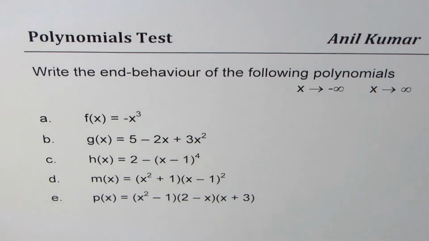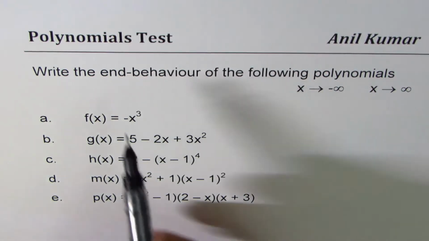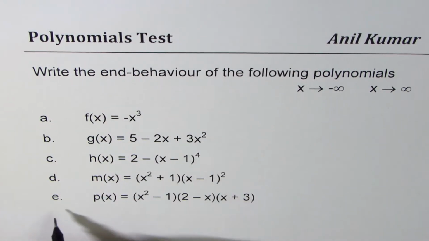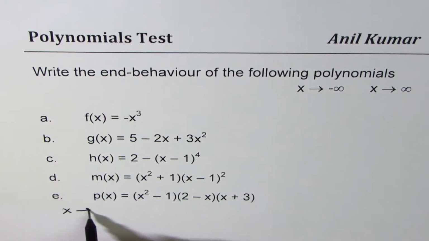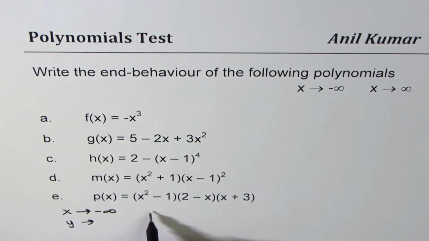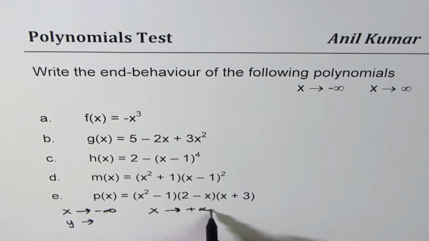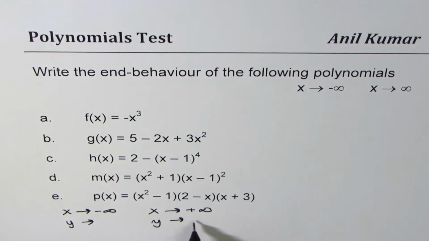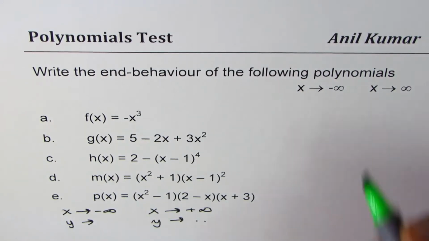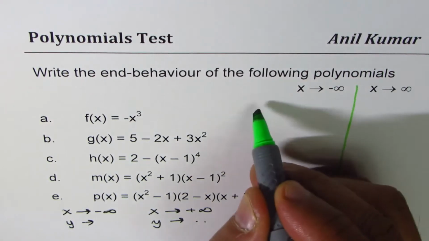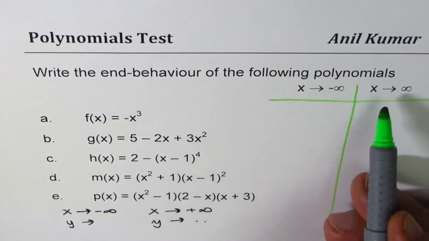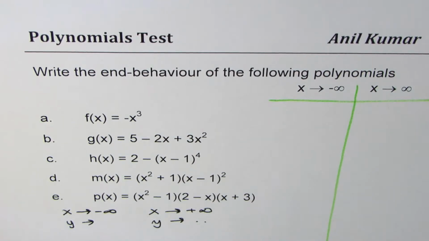I'm Anil Kumar. With the help of this video, you should understand end behavior of any polynomial function. When we say end behavior, we really want to understand what happens to the y value when x approaches negative infinity, and what happens when x approaches positive infinity. That means the value y goes to negative or positive infinity. So I'll make two columns here, one for x approaching negative infinity, the other for x approaching positive infinity.